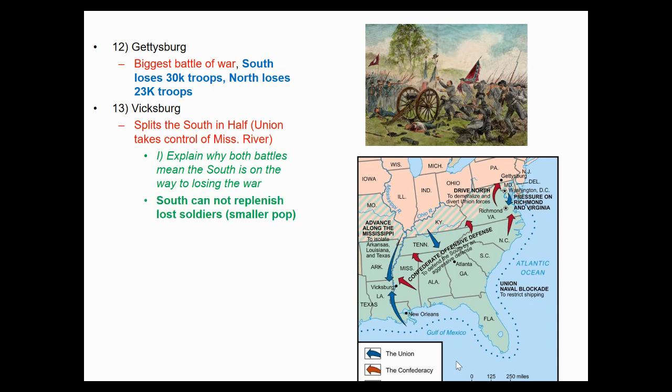The answer is, for number one, the South loses 30,000 troops, the North loses 23,000 troops. But for the South, they have fewer soldiers and a smaller population. So the South or Lee's troops are never going to be as strong as ever again.